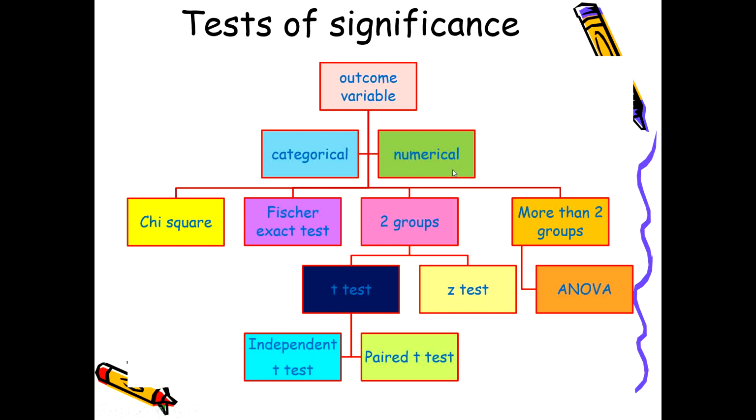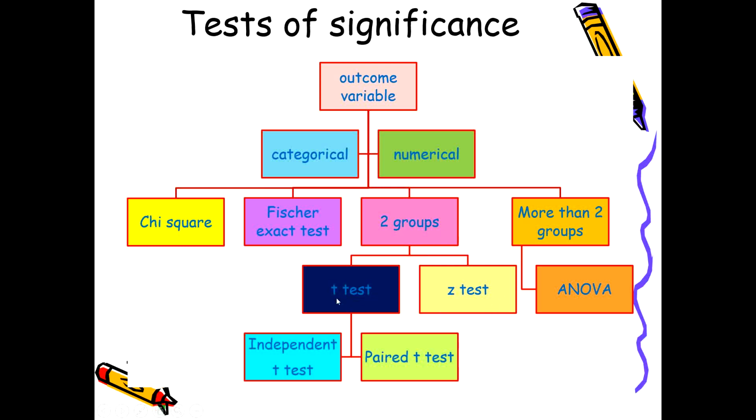If we are dealing with numerical data, we have to think whether we are dealing with two groups or more than two groups. If we are dealing with two groups, we have to decide what the sample size is. If the sample size is less than 30, we will apply t-test. And if the sample size is more than 30, we will apply z-test.